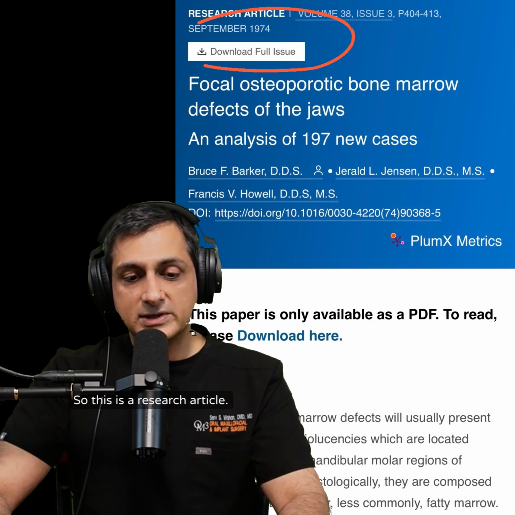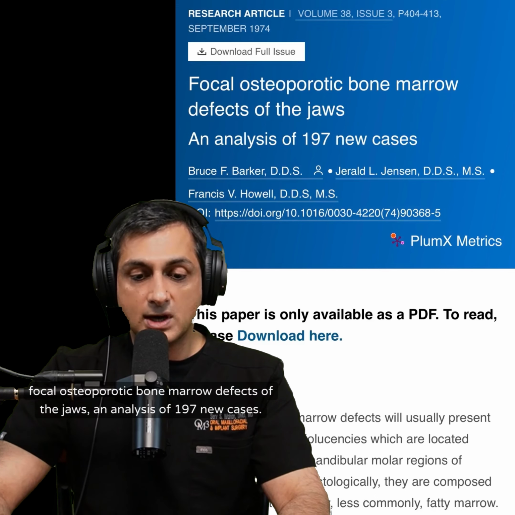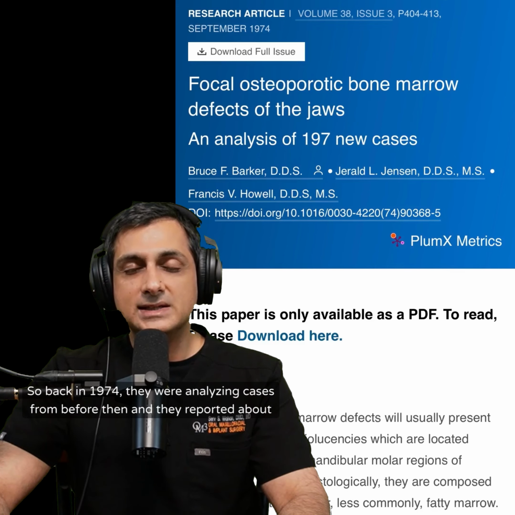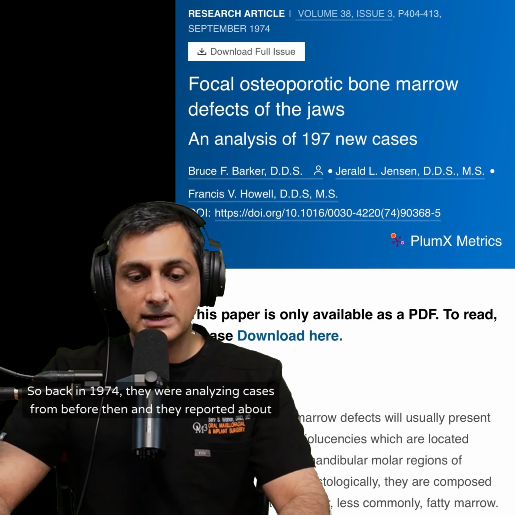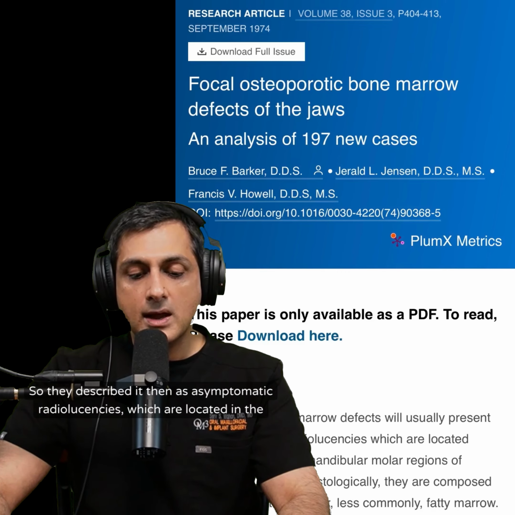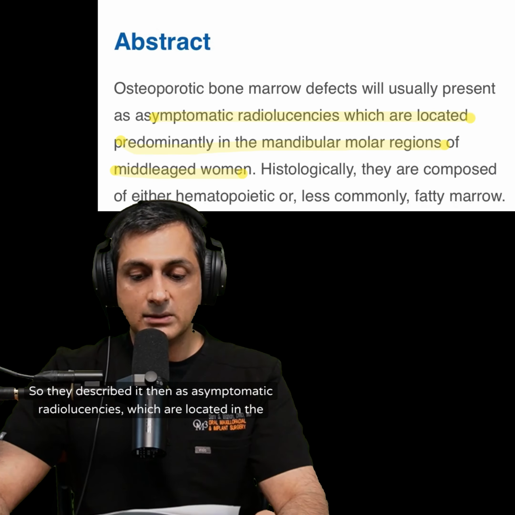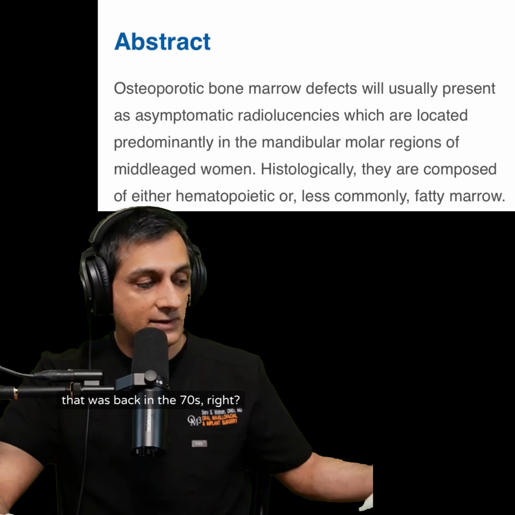So this is a research article: Focal osteoporotic bone marrow defects of the jaws, an analysis of 197 new cases. Back in 1974, they were analyzing cases from before then. They described it as asymptomatic radiolucencies located in the mandibular molar regions of middle-aged women. That was back in the 70s, right?